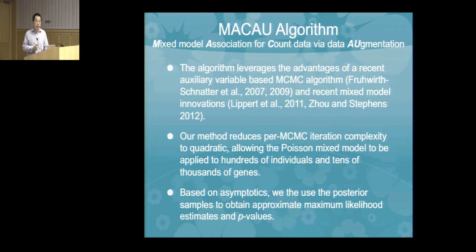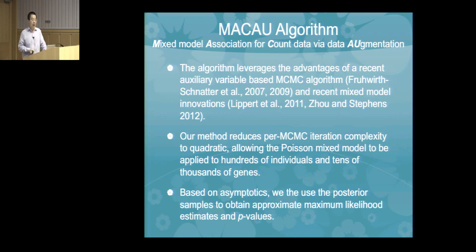The second trick we use is the recent mixed model innovations. Essentially, this type of innovation applies once you have a kinship matrix, and it allows you to do an eigen decomposition at the beginning. Then at the later MCMC steps, you no longer need to do those cubic operations. Therefore, by combining both, our method can reduce the per-MCMC-iteration complexity from cubic down to quadratic. Essentially, it gives you an n times faster algorithm, where n is the sample size. So if you have a larger sample size, the speed gain is much more dramatic than if you have a much smaller sample size.